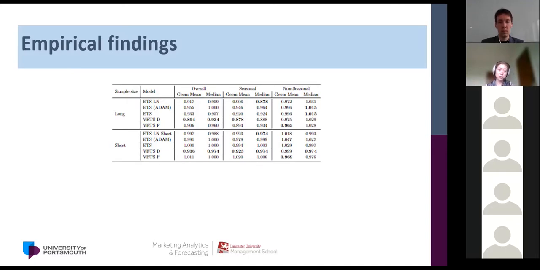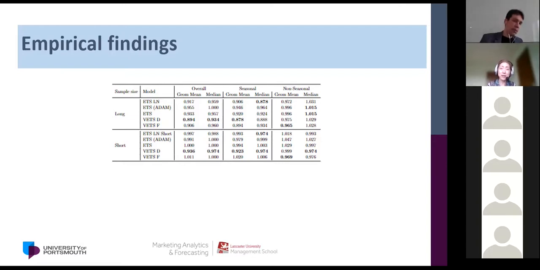So you have these three blocks with overall results, results for seasonal data, and non-seasonal. The measure we used here is relative mean absolute error, using the naive method as the base, and we summarize them using geometric mean and median. So what can we observe from the table here? If we start from the short sample size, short history, so the bottom half of the table, we can see that VETS-D performs quite strongly here. That's what jumps at you. That's both overall and for seasonal as well. And for non-seasonal, it's performing quite well.